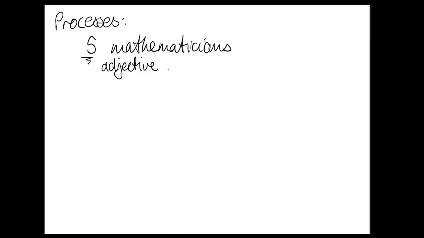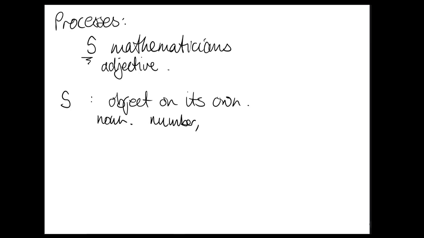But we don't stay there. Our next step is to take five as an object on its own. This is now a noun. It has properties. It's a number. It's an odd number, specifically. It's positive. It's an integer.